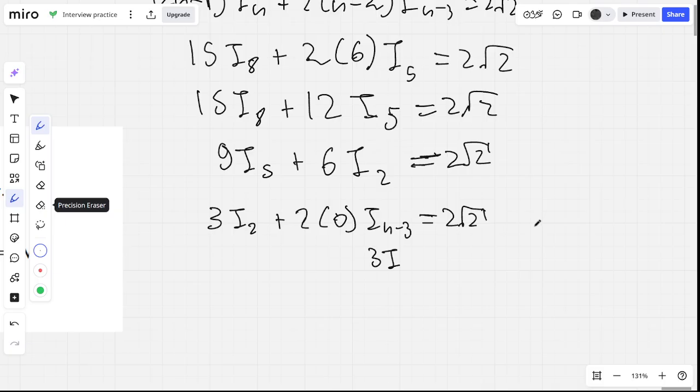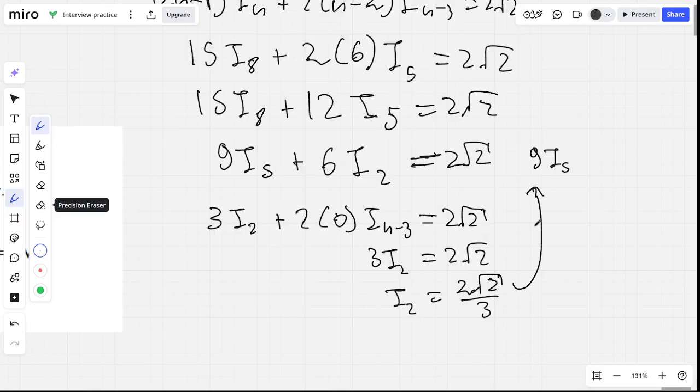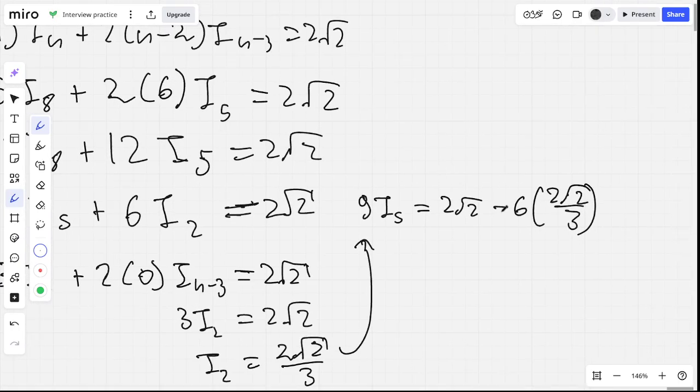Okay, so I2 is 2 over 3. Okay, nice. I can now substitute that back in here. 9 I5 is equal to 2 root 2 minus 6 times 2 over 3. Now 6 over 3 is 2. So I have minus 2 root 2 over 9.